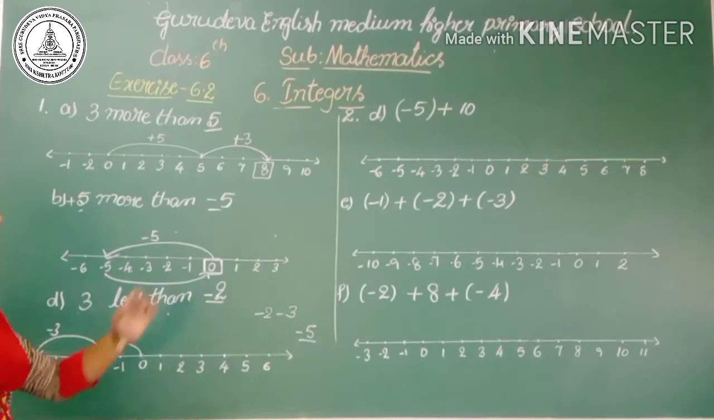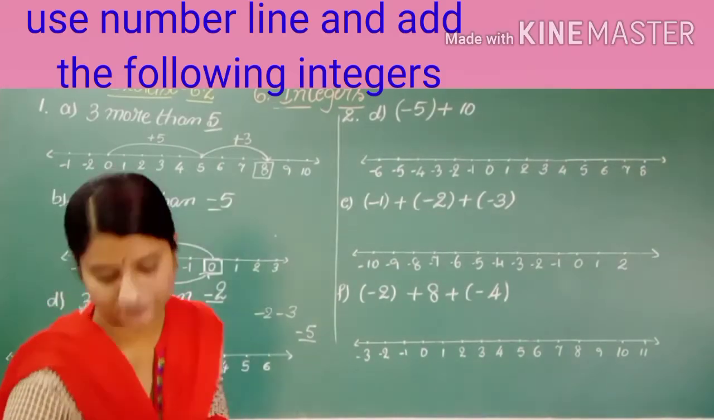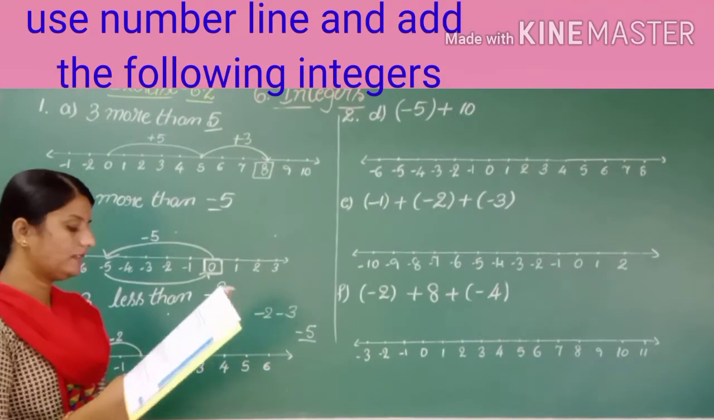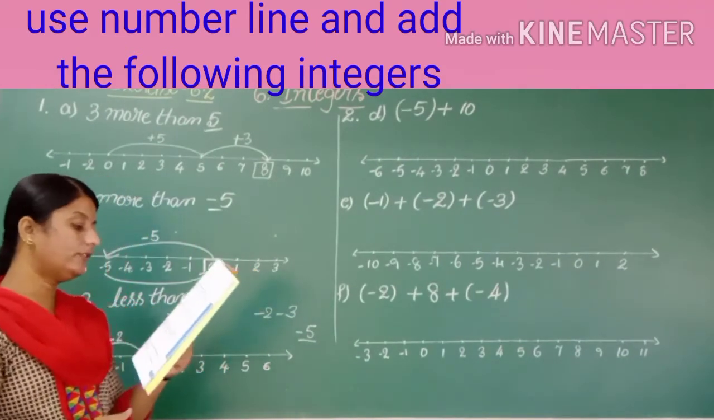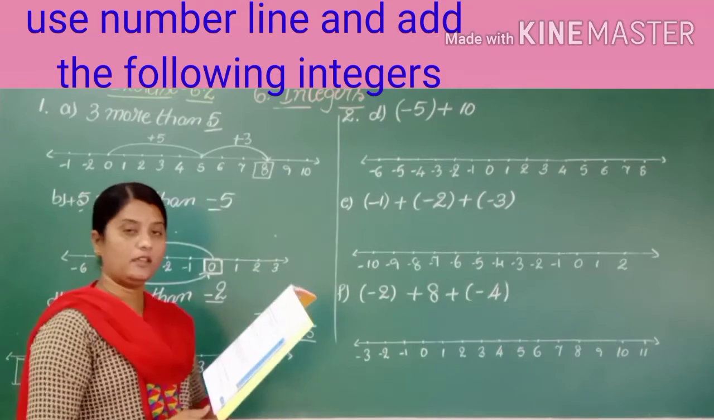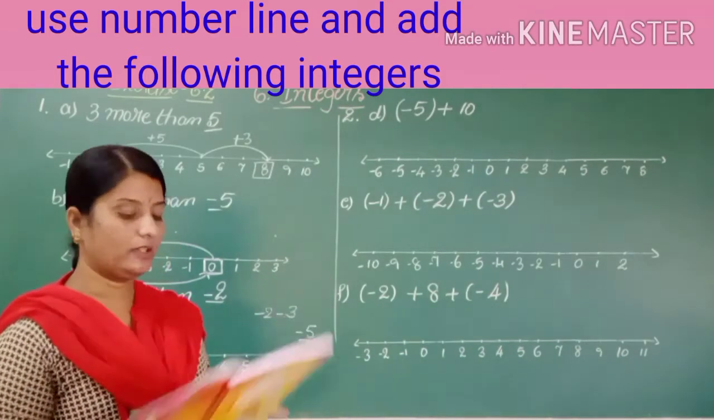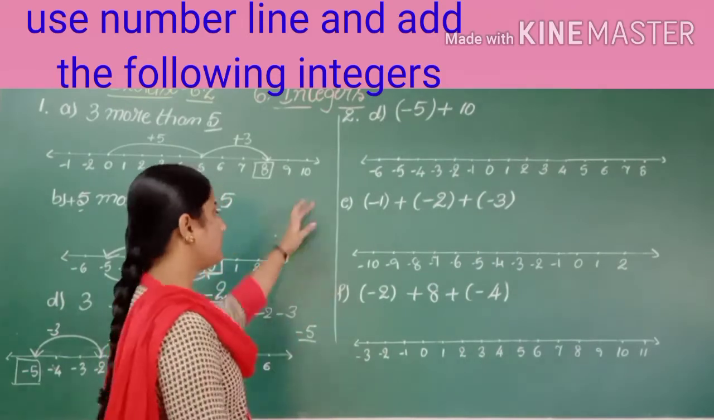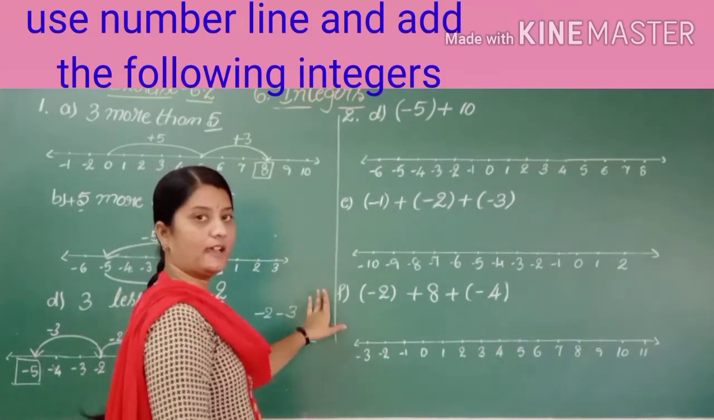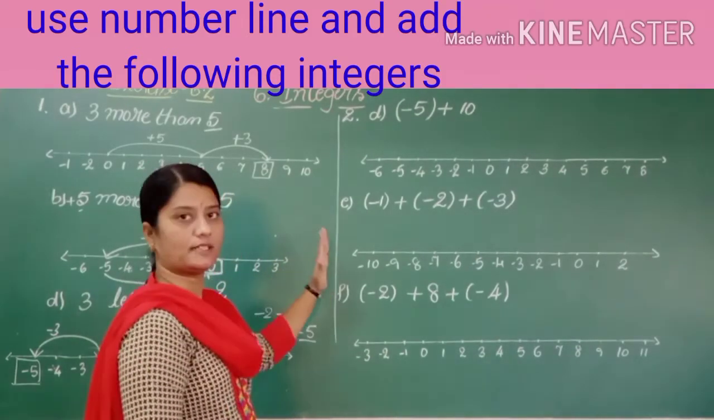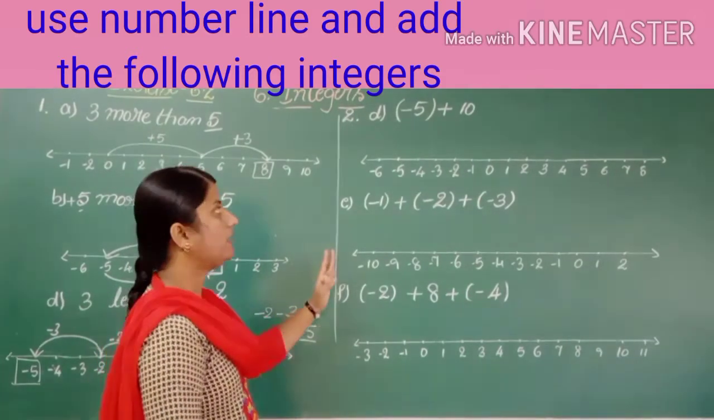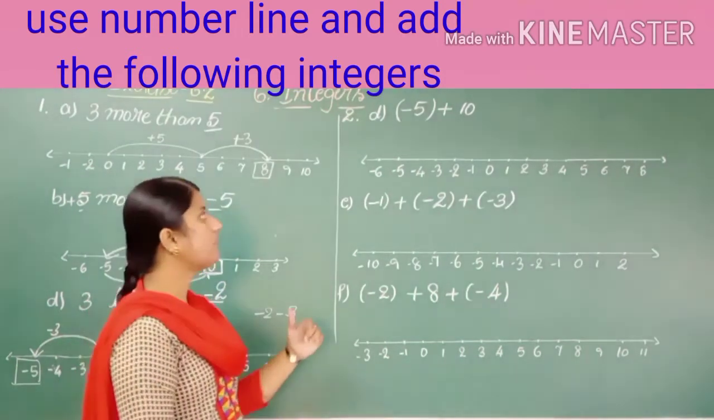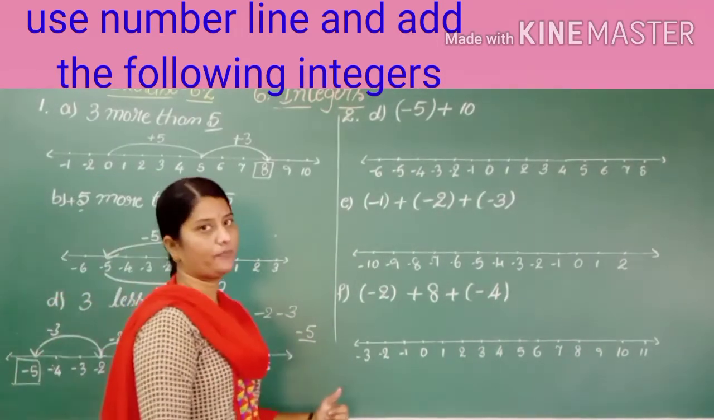Then let's go to the second one. In the second one they have given: use the number line and add the following integers. In that I have taken three questions D, E, F. It is some different examples, so I have taken these. The rest of A, B, C you have to do in your notes. So the first one, minus 5 plus 10.